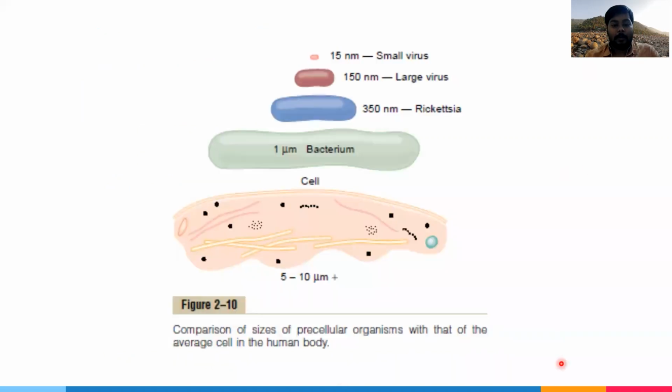Next, we have a comparison chart of various organisms. The first we have is a small virus, which is only 15 nanometers in length, followed by a large virus, which is around 150 nanometers in length, followed by Rickettsia, which is a bacterium and an intracellular parasite, which is around 350 nanometers in length, and a normal bacterium is around 1 micrometer in length. And finally, we have a human cell, which is generally around 5 to 10 micrometers in length, but human cells can obviously be much larger or smaller than the general picture that is presented here.